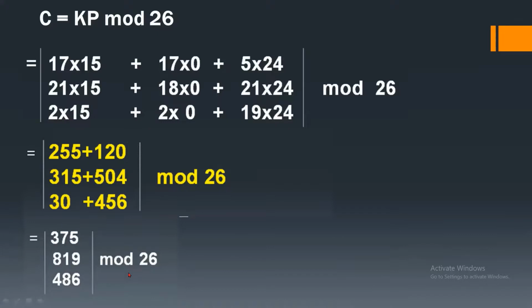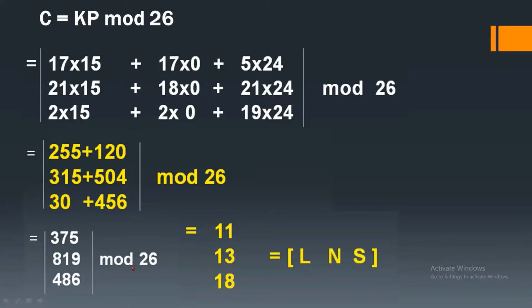Now we have to do a mod 26 operation here, on each of these elements separately. What is a mod operation? 375 mod 26 means it has to return the remainder of the division operation. So when you divide 375 by 26, the quotient which you get would be 14, and the remainder which you get would be 11. That remainder would be the value returned by the modulus operator.